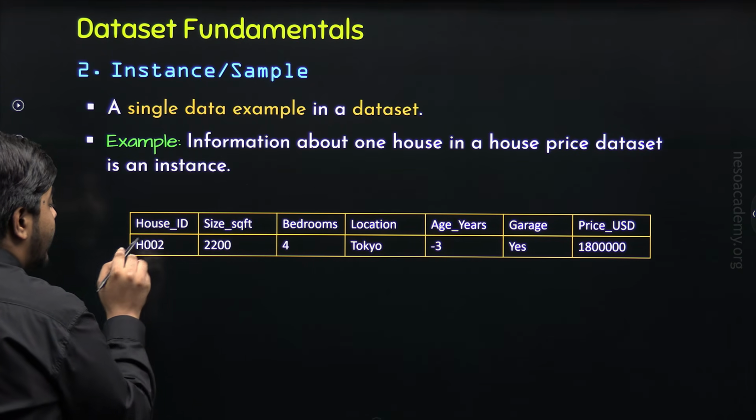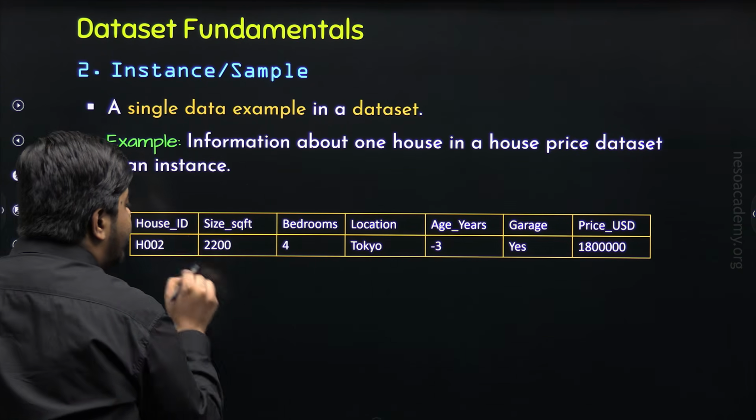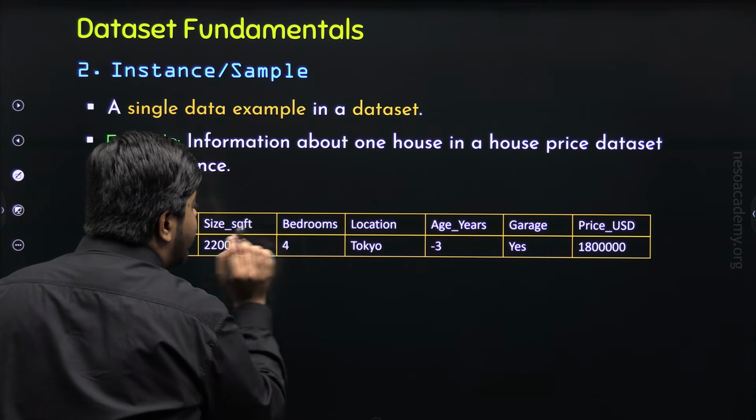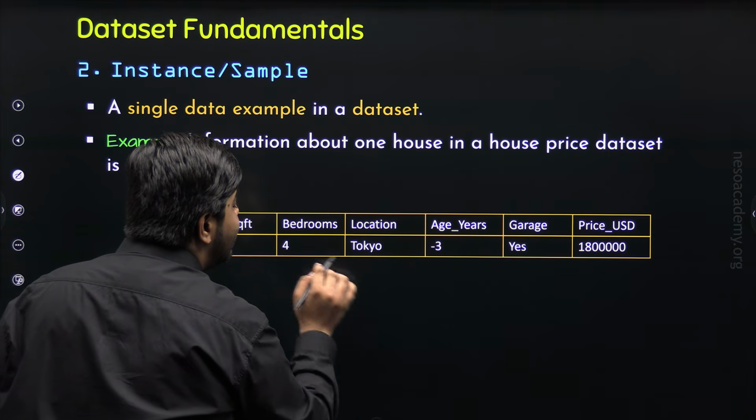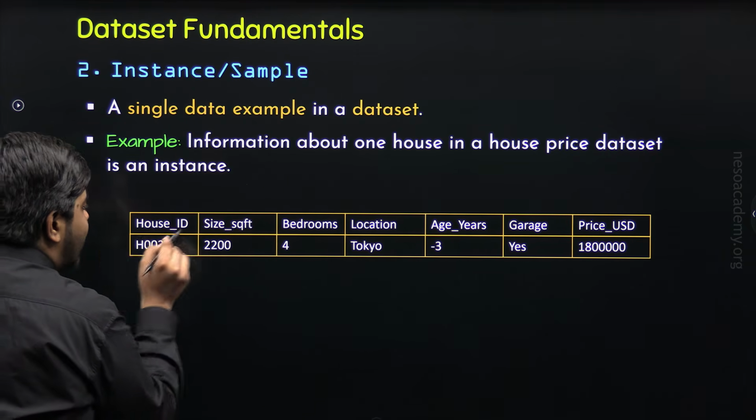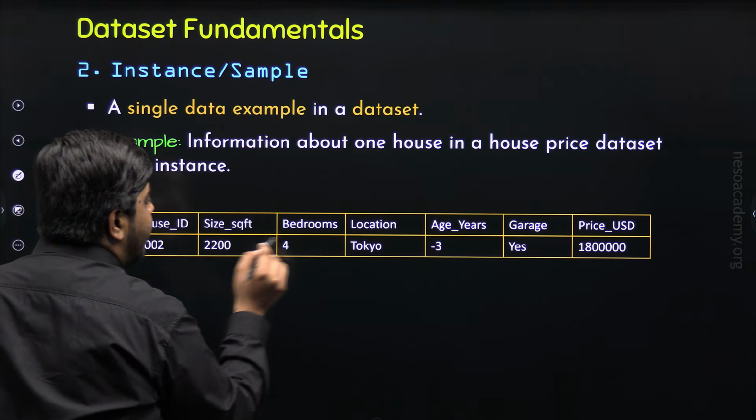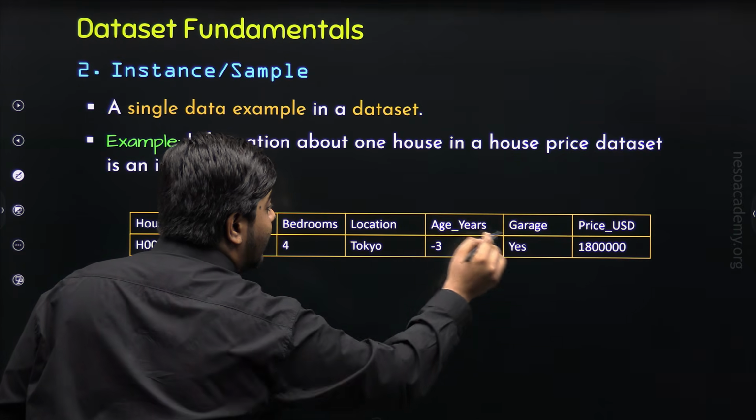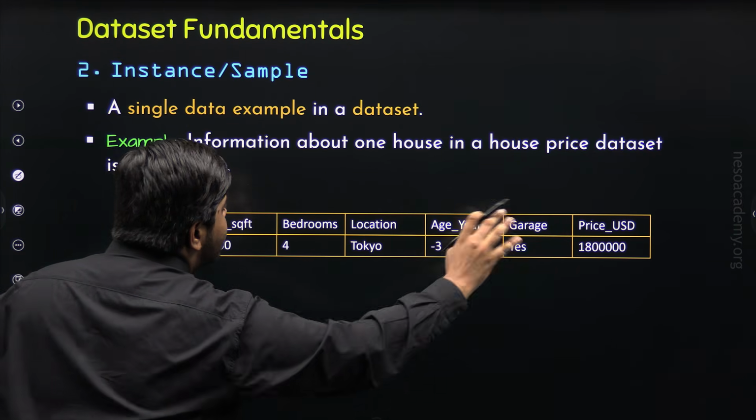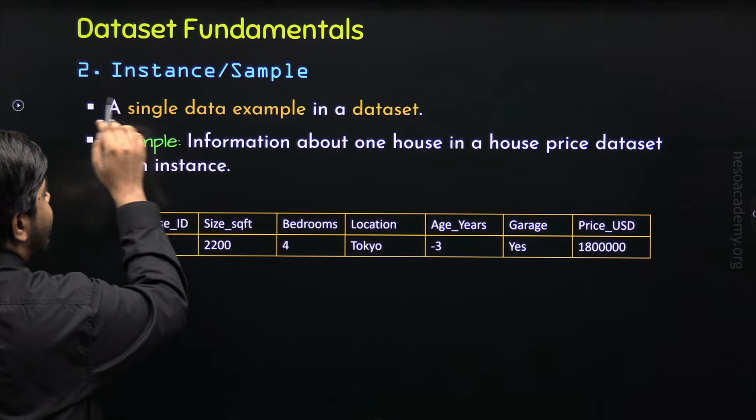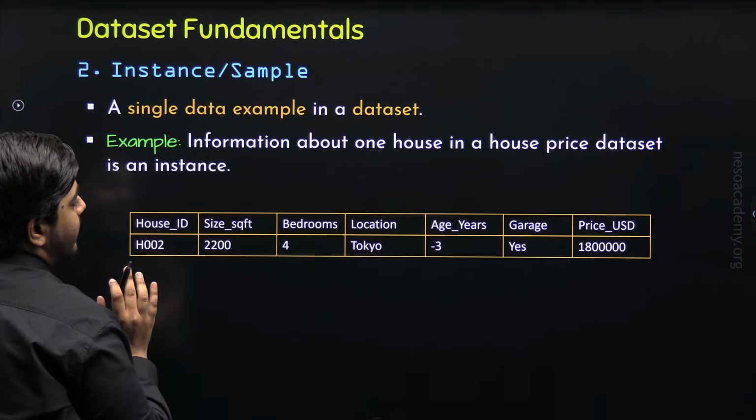House number 2 is the house ID. 2200 is the size of the house. 4 is the number of bedrooms in the house. Tokyo is the location of the house, and so on. That means house ID, size SQFT, bedrooms, location, age years, and garage are all the features of the house. So this is how we have understood instance or sample of a dataset.